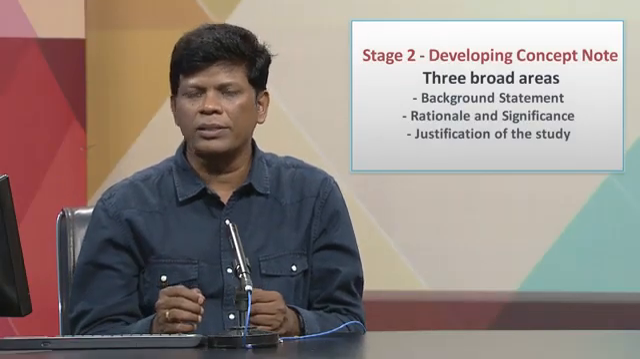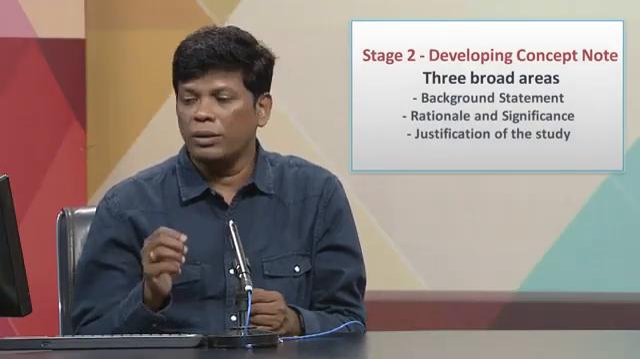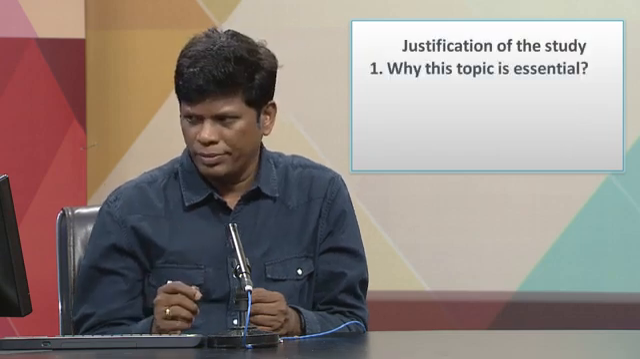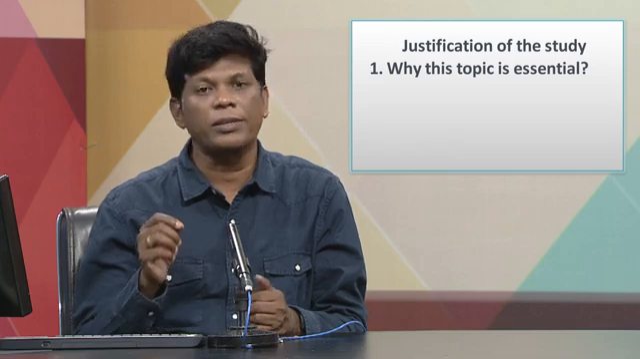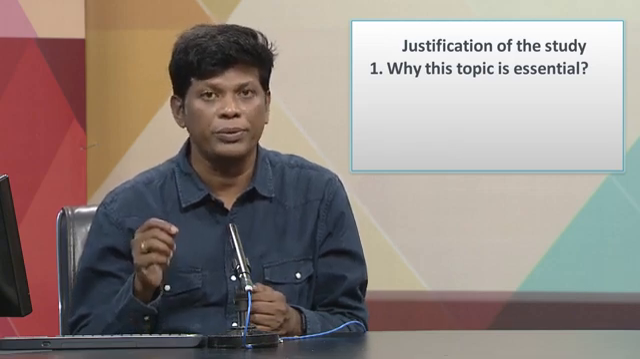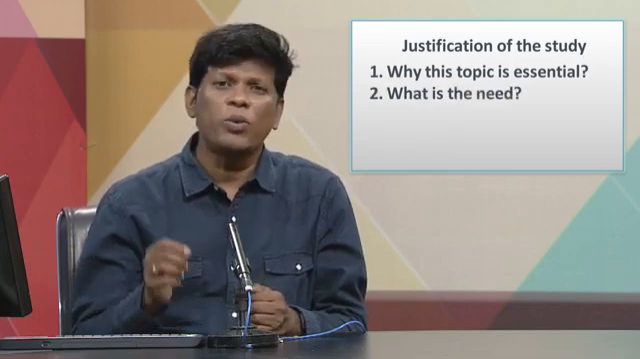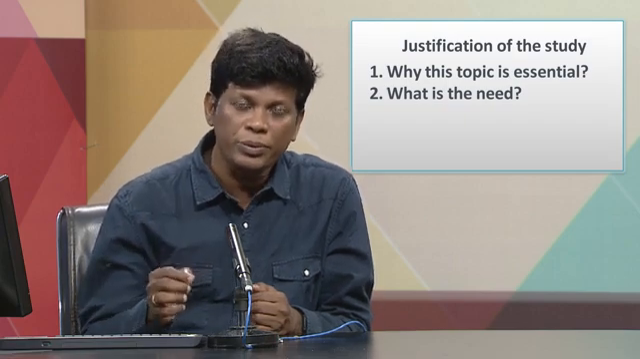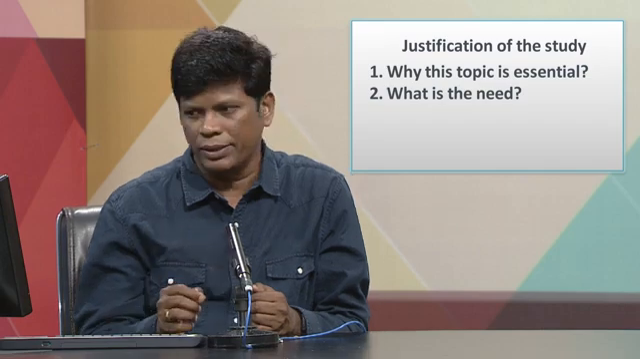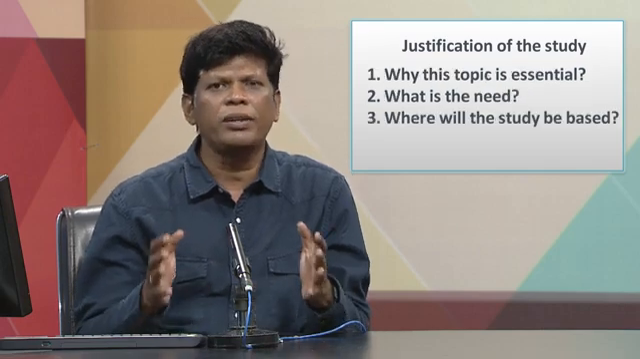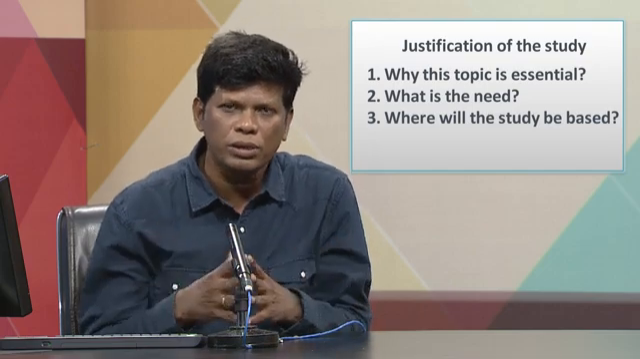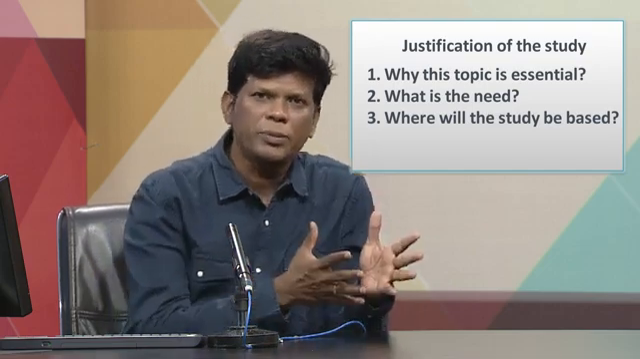the study. Justification of the study basically deals with 3 questions. One, you need to answer why this topic is essential to undertake as a research study. Why do we need to take that up? What is the need for the study? Why do we need to do it? And where will it be placed? It's a context of sociological context, or from the audience point of view.